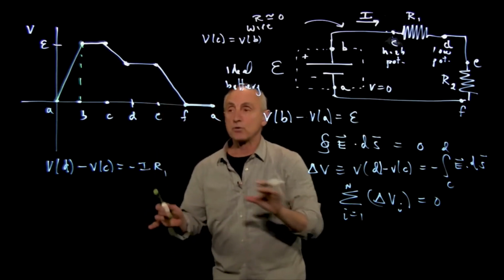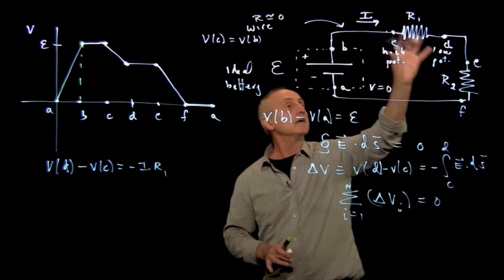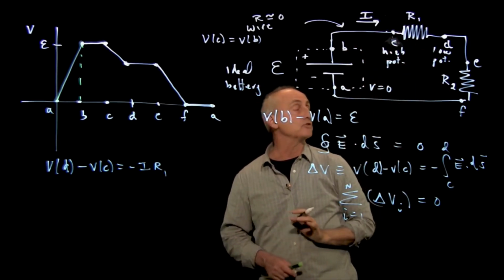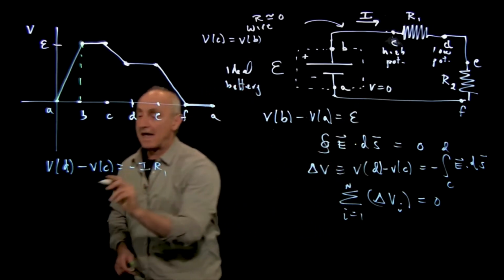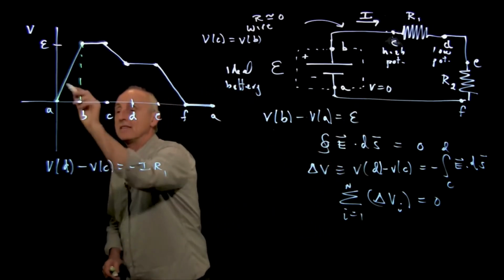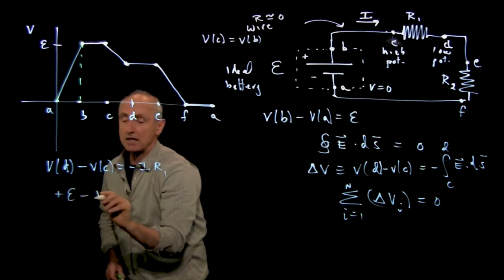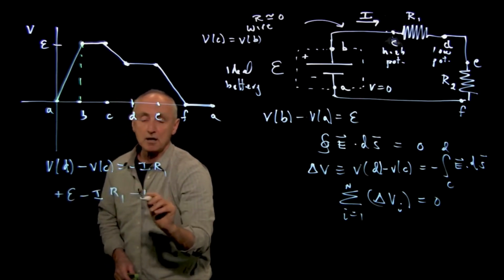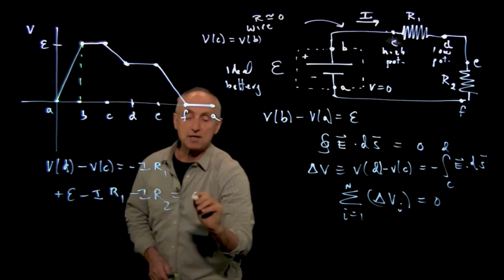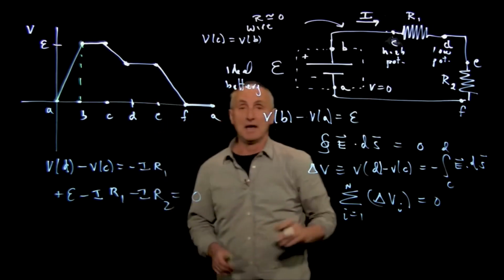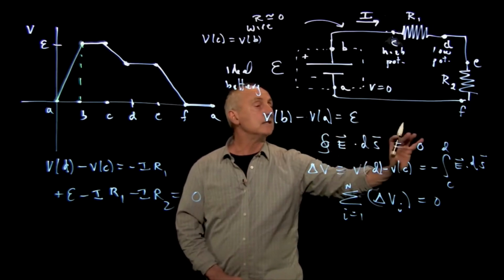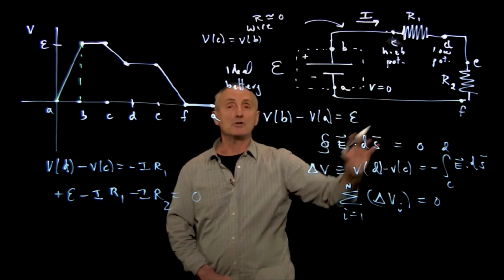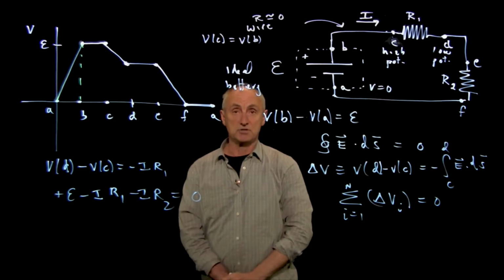And this is a graphical representation of the idea that the potential drops around this single loop circuit are 0, and it amounts to the following statement: plus E minus I R1 minus I R2 is equal to 0. And that's an example of the idea that the line integral of the electric field around a closed circuit path is 0, where there's a steady current flowing.